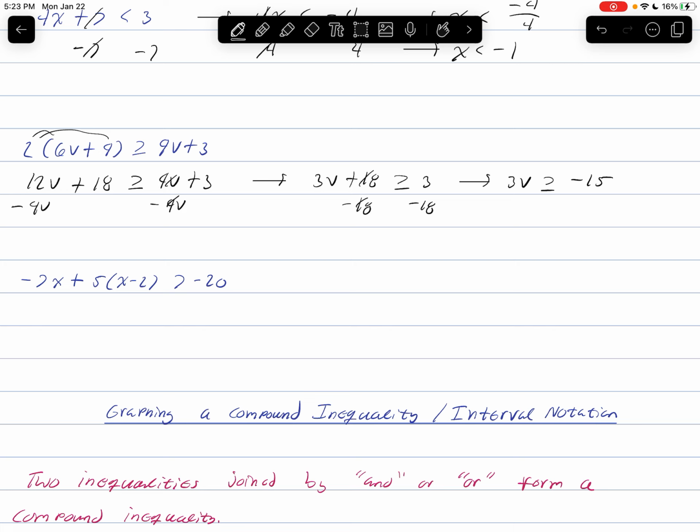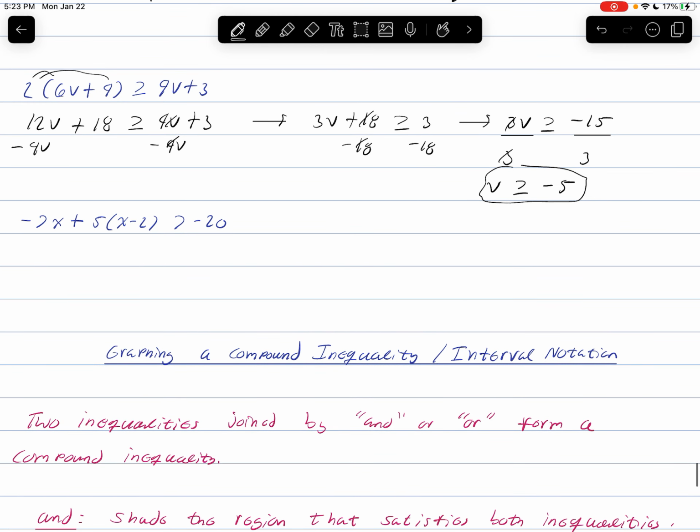Okay, so notice here we've done nothing that makes us have to change the inequality sign here. We only do that if we multiply or divide by a negative number. So here, to get v by itself, we can divide both sides by 3. These 3's are going to cancel, and we'll end up with v is greater than or equal to negative 15 over 3, or in this case, negative 5. Okay, let's look at one more.